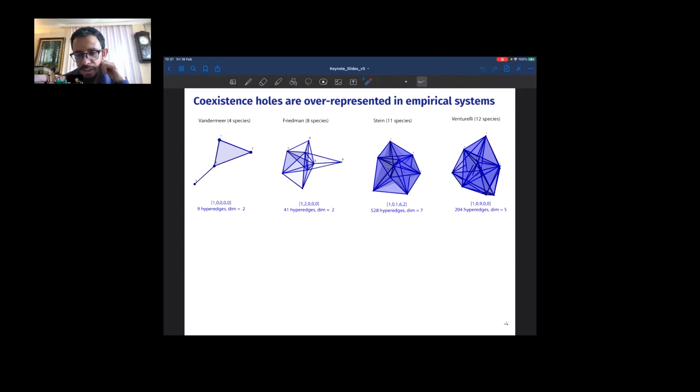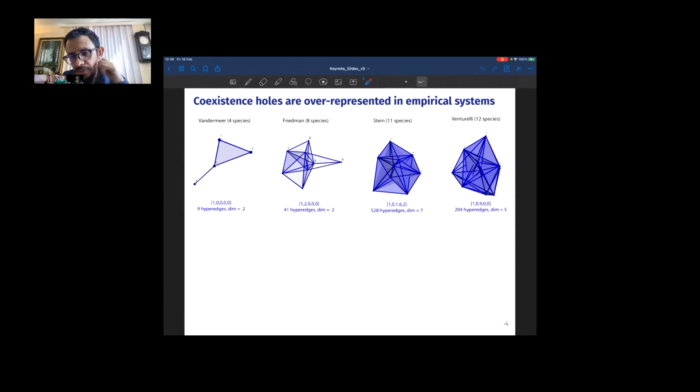It actually looks like a lollipop. Then in this case, what you see is that it's obviously only one connected component, and it does not have any hole of dimension larger than 1. And something interesting is also the number of hyperedges that you observe and the largest collection of species that can coexist.